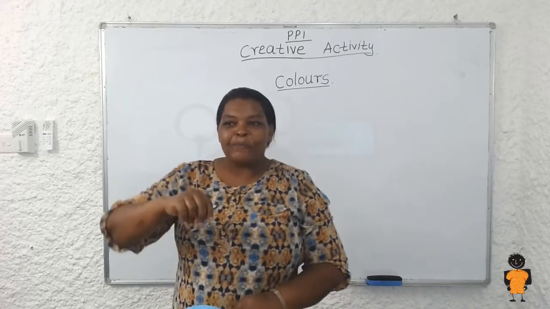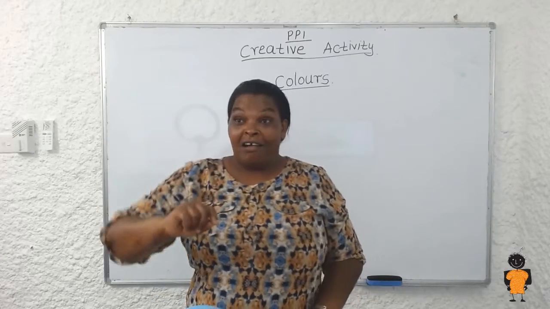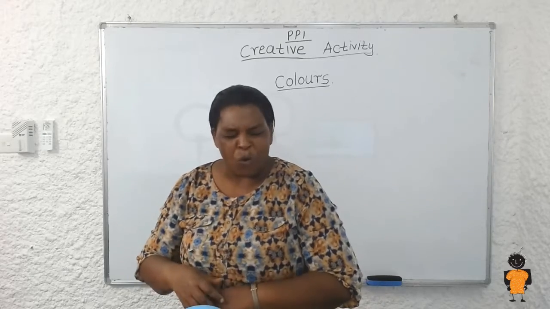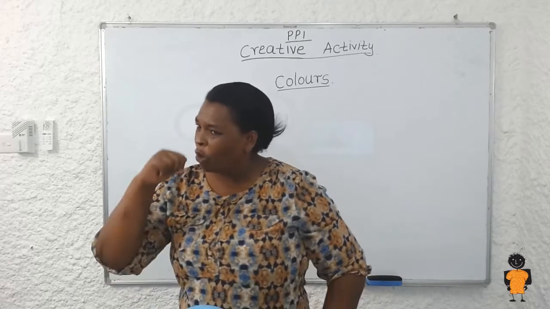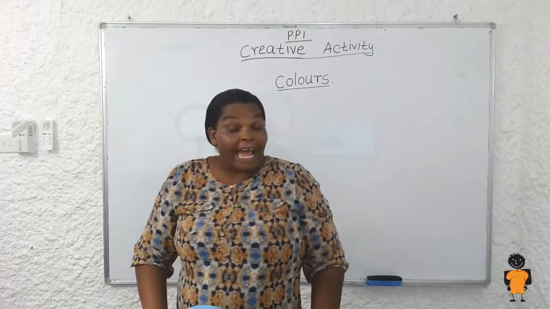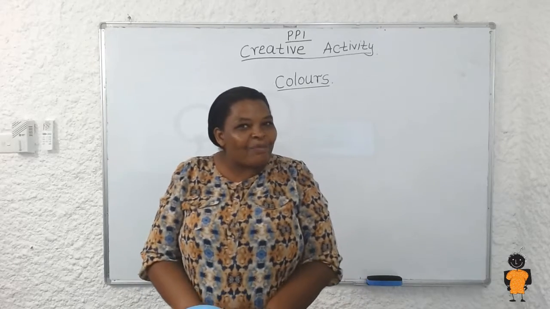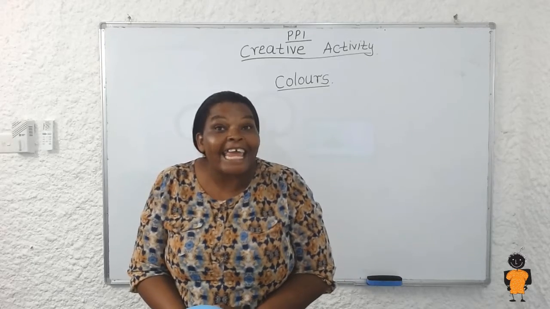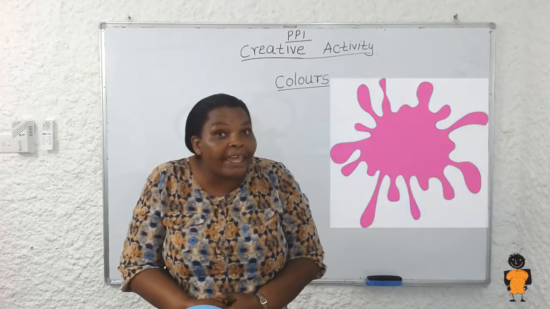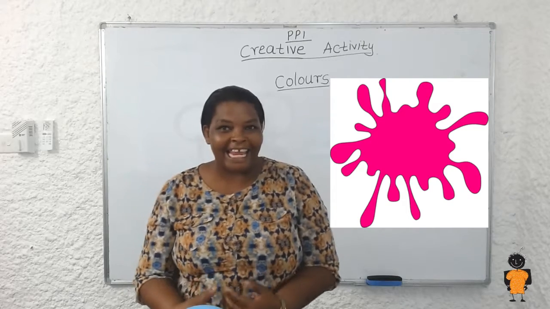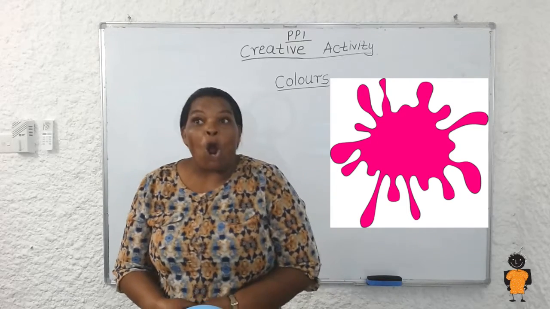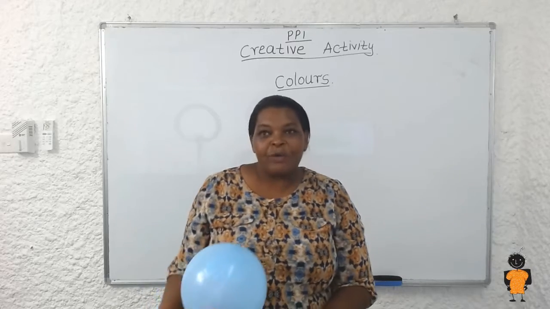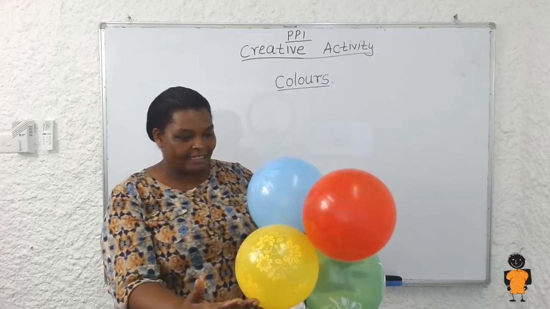Another color? Orange. Yes, orange color. Wow, that is also correct. Good. And me, do you know the color I like most? Oh, my favorite color? I like color pink. Can you say pink? I like color pink. Okay, learners, say that. Today we are learning about colors.